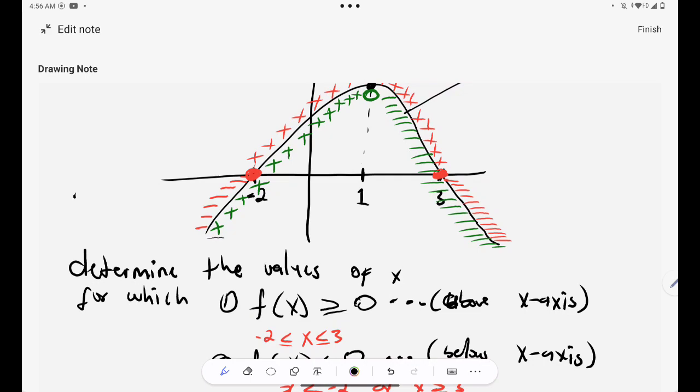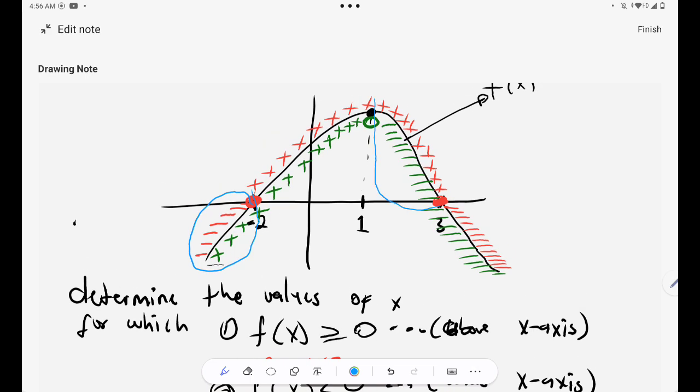Are we together? If you can check here and here, both my graph and my derivative have different signs. The first part here, my graph is negative because it's below the x-axis. However, it's also increasing at the same time. And then from here to here, my graph is positive because it's above the x-axis. However, it is decreasing at the same time.